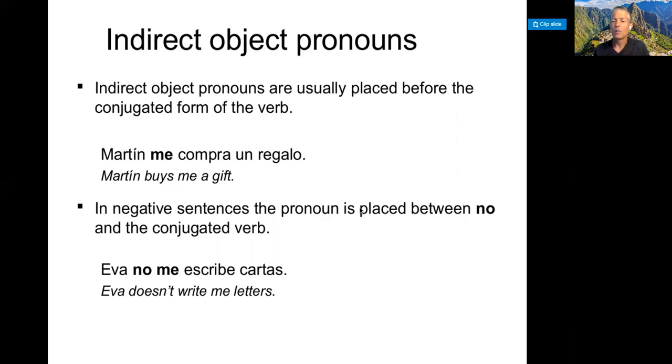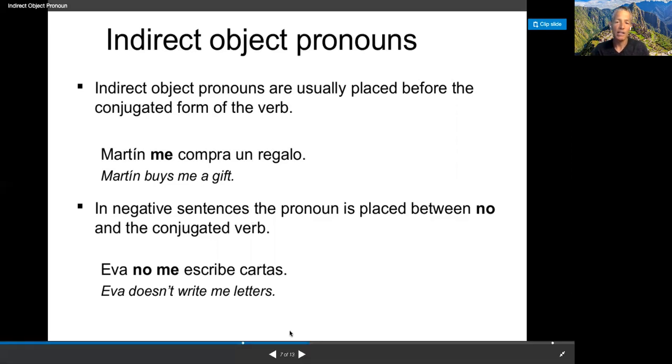In a negative sentence, the pronoun is placed between the no and the conjugated verb. Eva no me escribe cartas. Eva does not write me letters. Or you can also say Eva doesn't write letters to me. But in Spanish, you have to say Eva doesn't to me write letters.